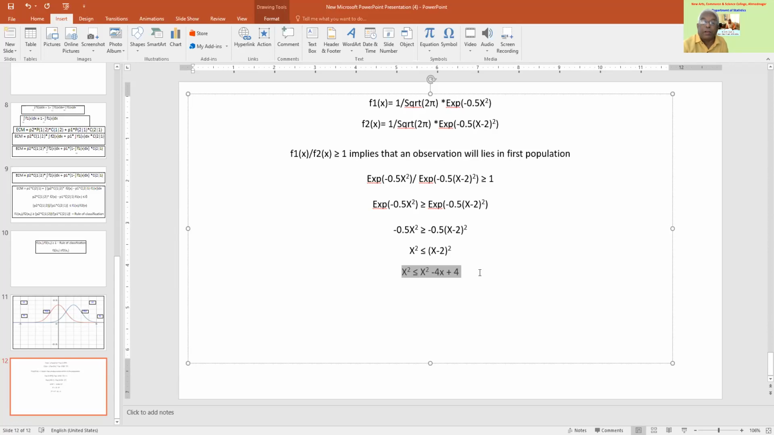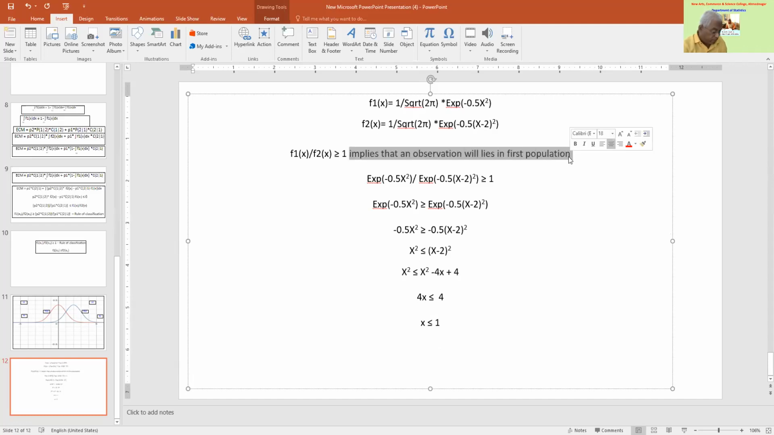At the end, what I get is this. I can cancel this x square. I can write plus 4x to this side, and I can cancel this minus 4x. So the last thing I get is x less than or equal to 1. And so what it means is whenever your x is less than or equal to 1, an observation will belong to the first population.